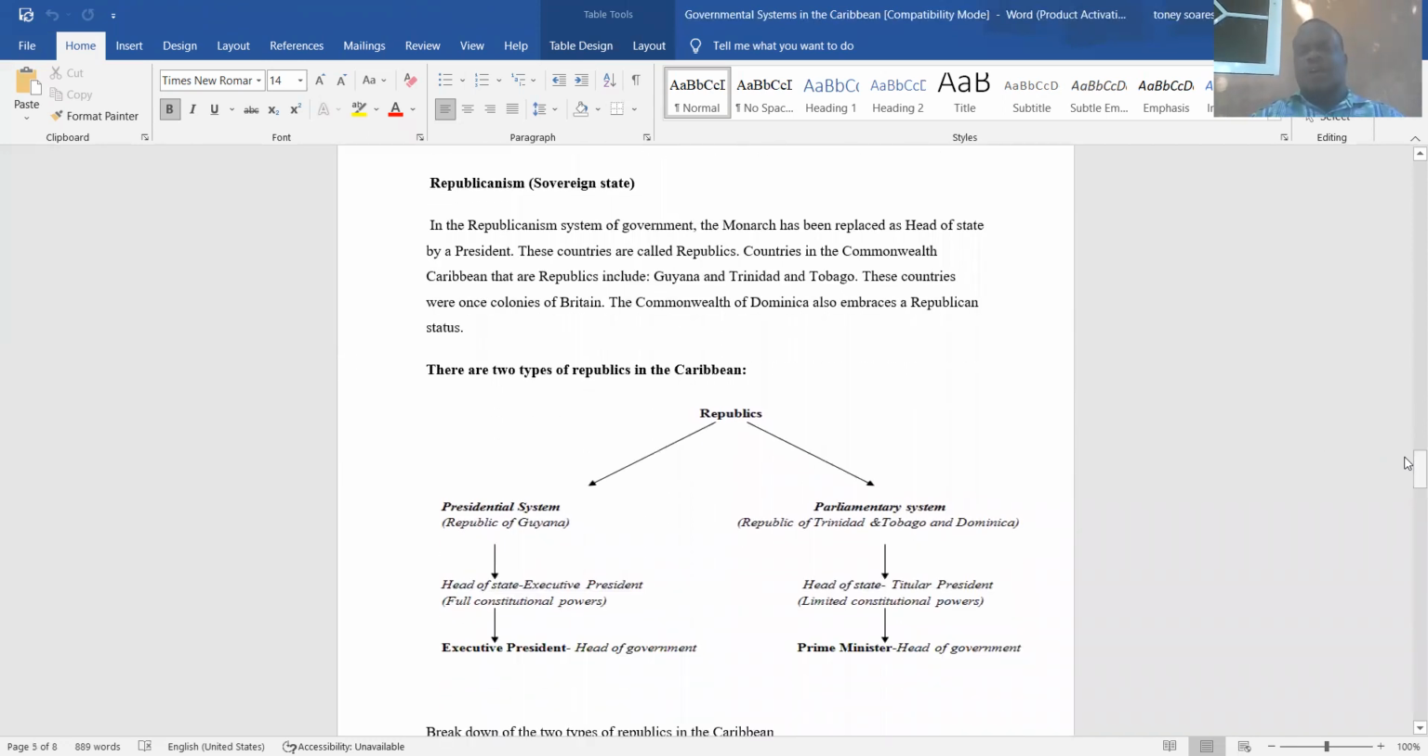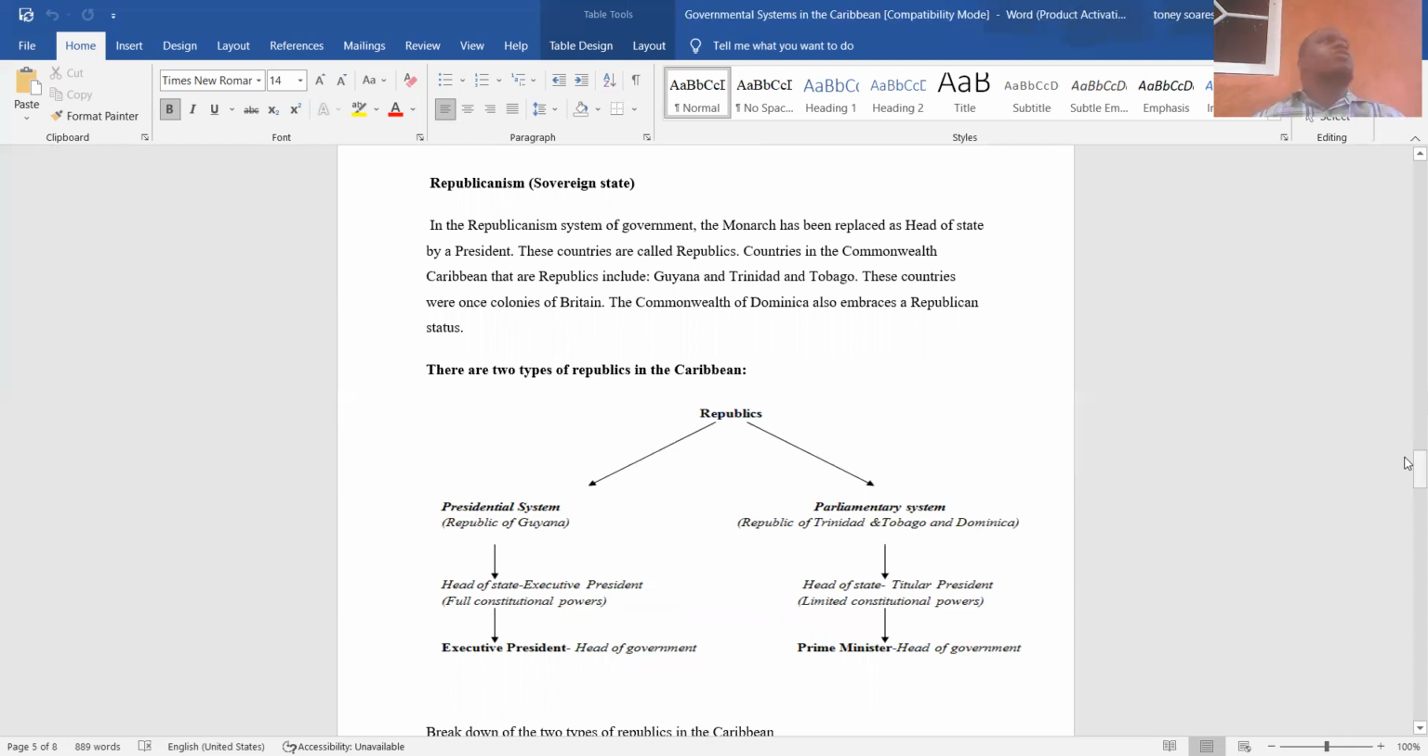Now, countries said, look here, we want to do away with all aspects of the crown. We don't want to retain anything that reminds us of our former enslavers, or colonizers. So they became sovereign states. So they started to utilize the republicanism style of government. Good. In the republicanism system of government, please do not confuse republicanism in the Caribbean with the Republican Party in the United States of America. Many students confuse the two.